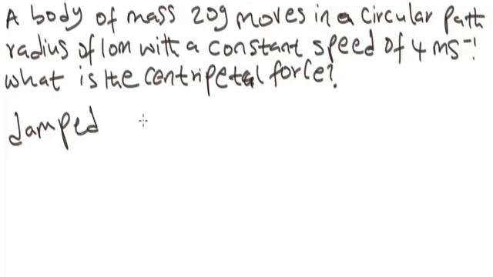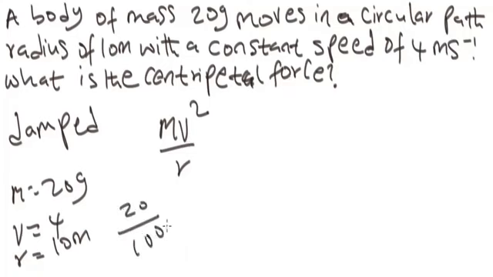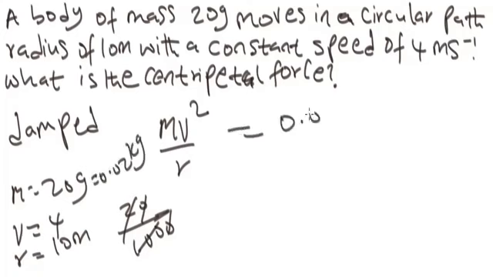Alright, so let's go ahead and solve this problem. This is centripetal force, and the formula will be mv squared over r. Our mass is 20 grams, our velocity is 4, our radius is 10 meters. Very important, you convert this gram to kilogram. To do that, you divide the 20 by 1000. So that's how to convert from gram to kilogram. We are left with 2 divided by 100, we're going to have 0.02 kg. When you substitute, you're going to have 0.02 times 4 squared over 10.